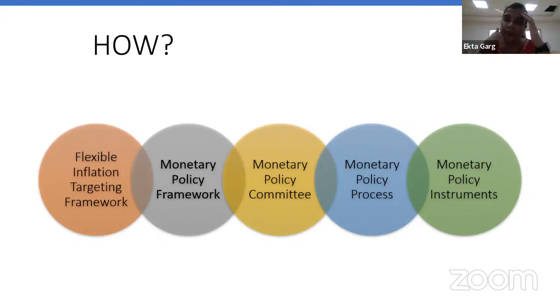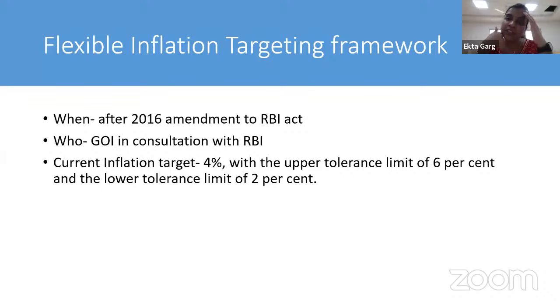Next slide. When we talk about the flexible inflation targeting framework, after the 2016 amendment in the RBI Act, we are able to get some flexibility in the inflation target. So if we have a target of, let's say, 5%, we will have some flexibility around this target, some upper tolerance and some lower tolerance, so that it becomes easy to achieve our target.